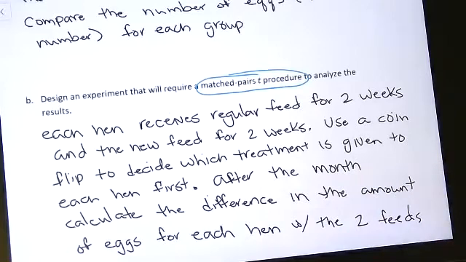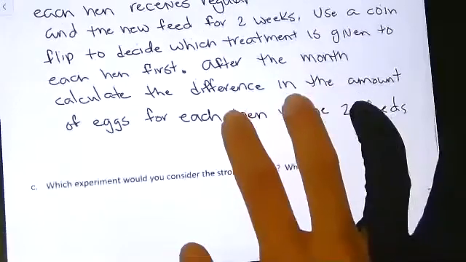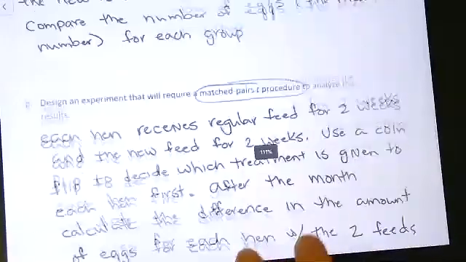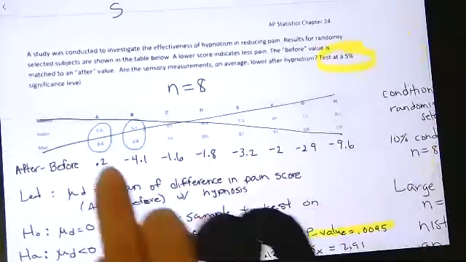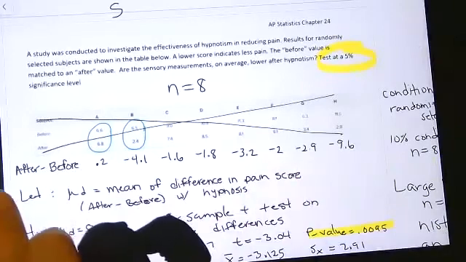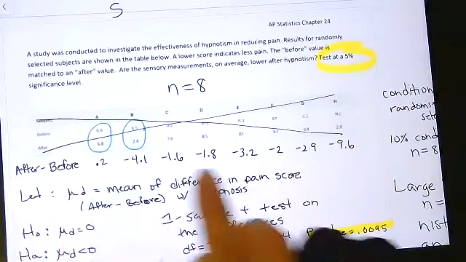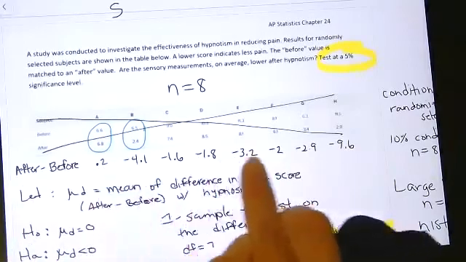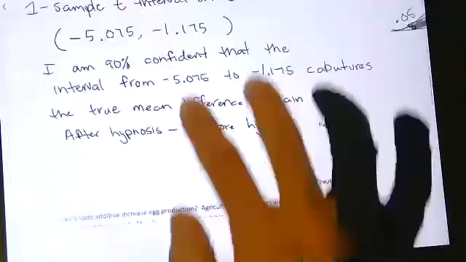Okay, so we don't have 2 samples anymore. We put them all together as 1 big sample. They each get the 2 different feeds. And then at the end of the month, we just take the difference for each hen, which is back to what we just did right here. You take the difference for each subject. So each hen has a difference, you know, regular feed minus new feed or whatever, it doesn't matter the order here, but you take the difference. And then you use a matched pairs or a 1-sample t procedure using those differences.